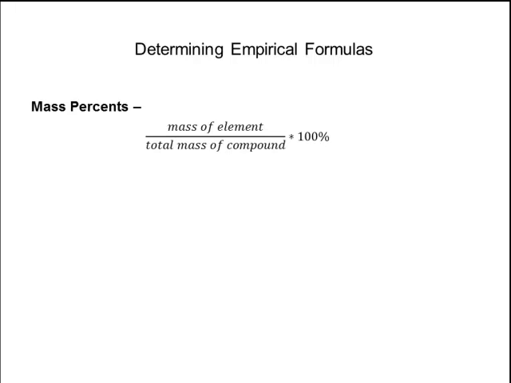So when determining empirical formulas, we want to get the smallest whole number ratio of a compound. First, though, we need to understand something called mass percent. Mass percent of a compound is going to take the mass of an element in that compound divided by the total mass of the compound and then multiplying it by 100%.